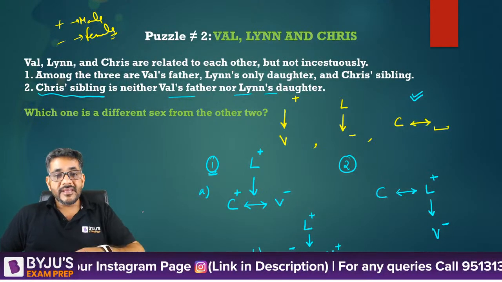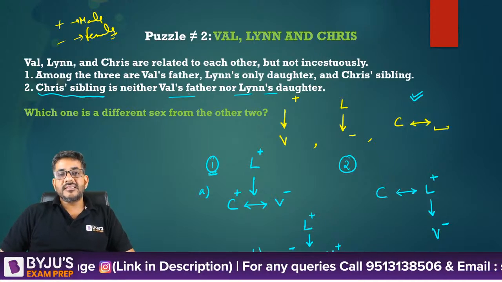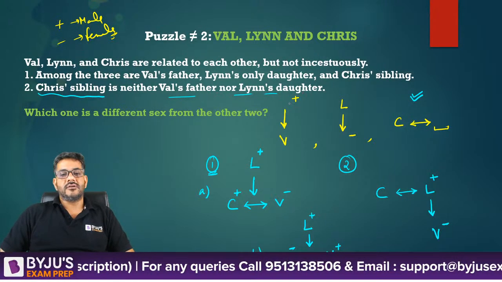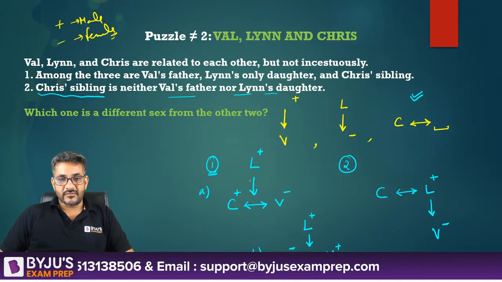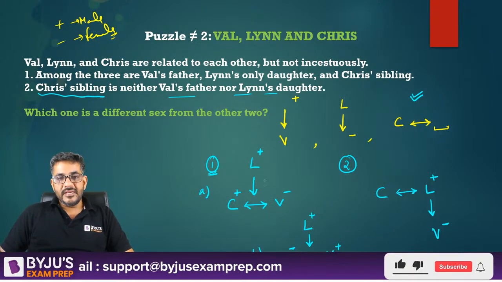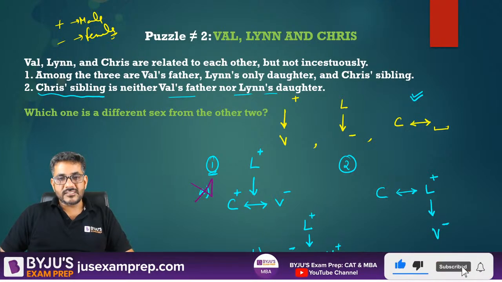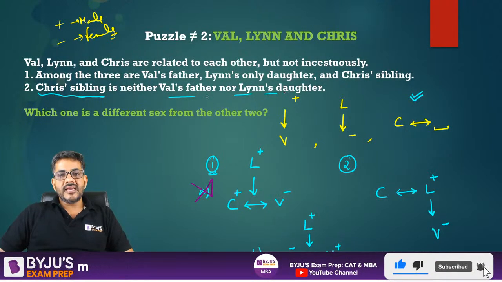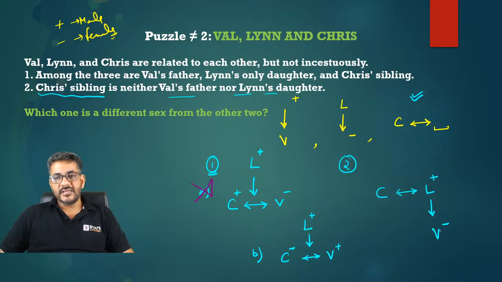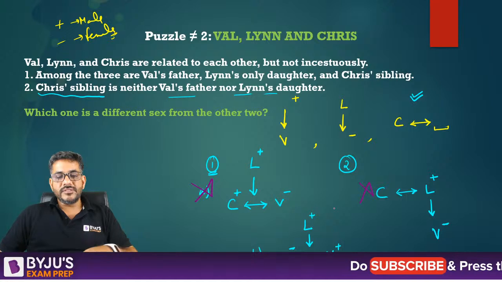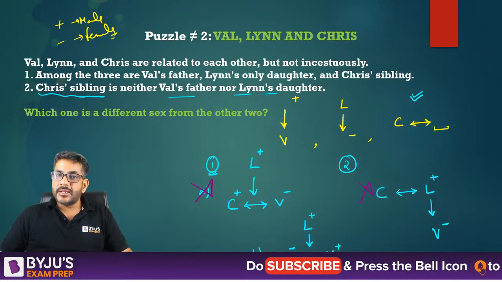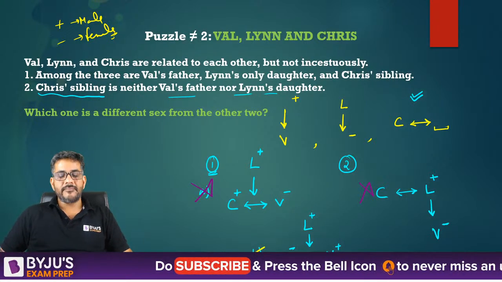Okay. Now, he says, Chris's sibling is neither Well's father nor Lynn's daughter. So Chris's sibling should not be Lynn's daughter, whereas in case number 1A, it is becoming Lynn's daughter. This case is rejected. It cannot be Well's father. Chris's sibling is Well's father. So this case is also rejected, which is the only case that is acceptable here. The only case acceptable is case B.